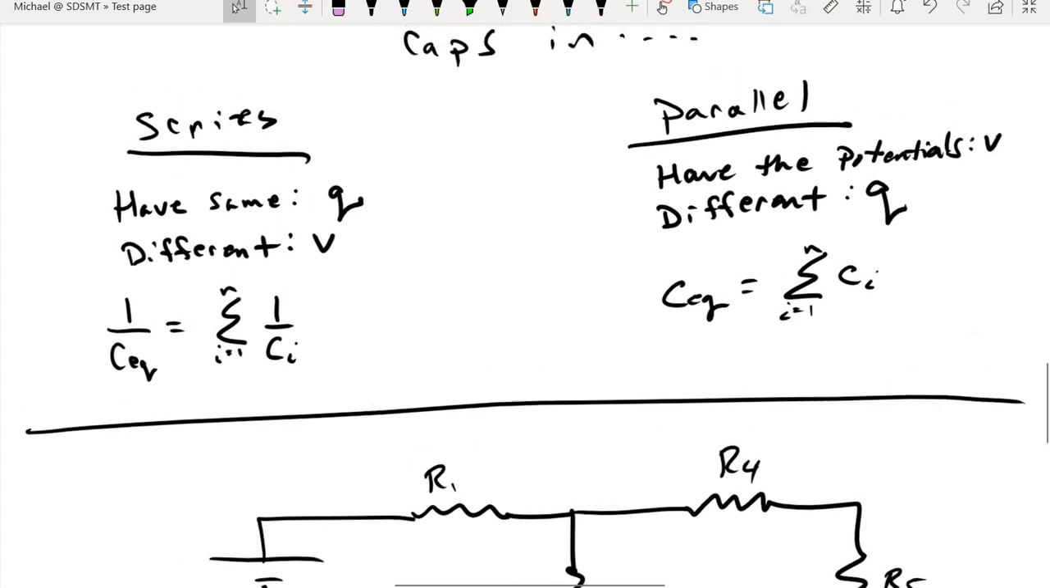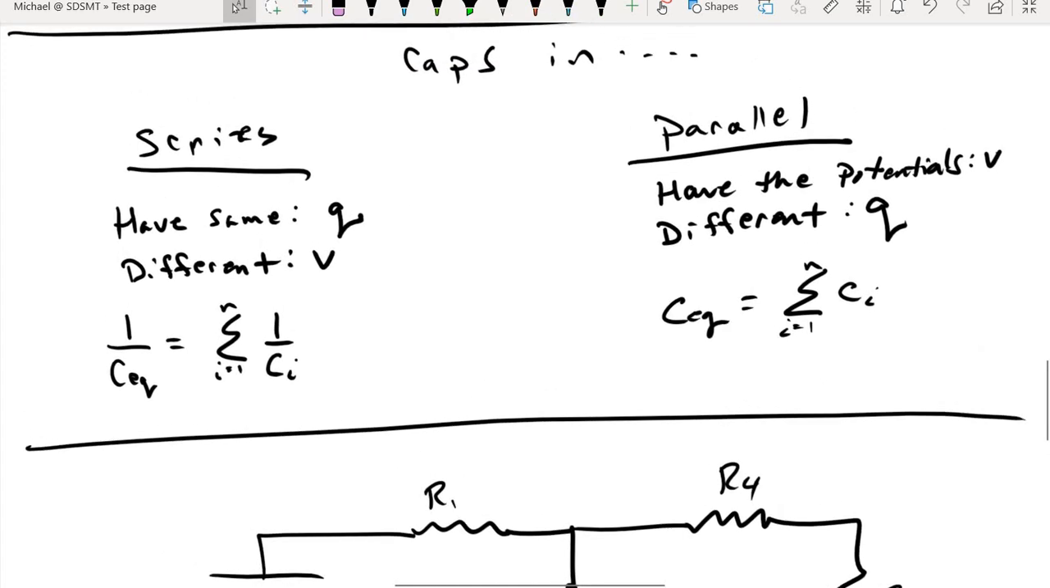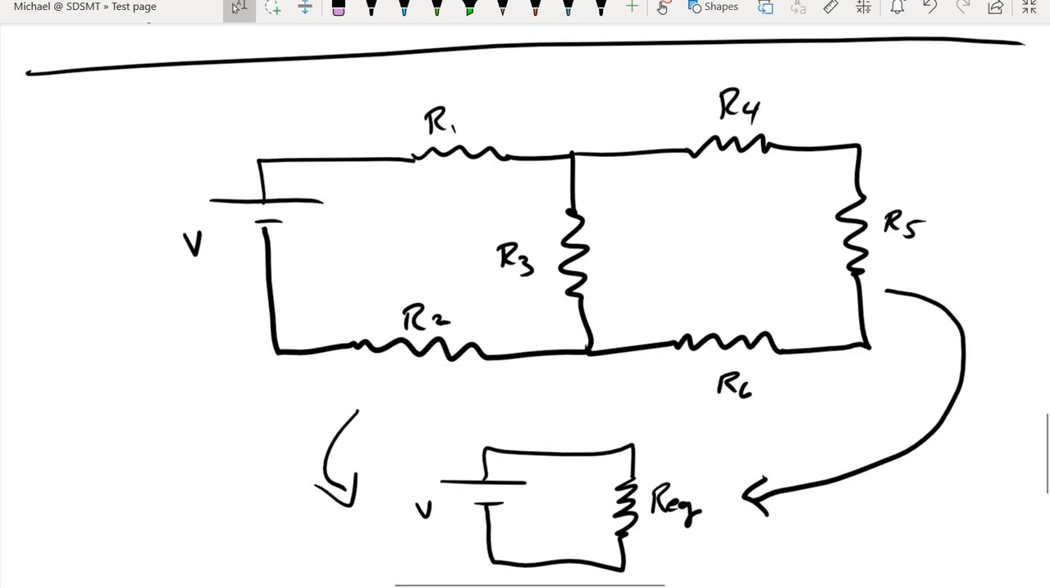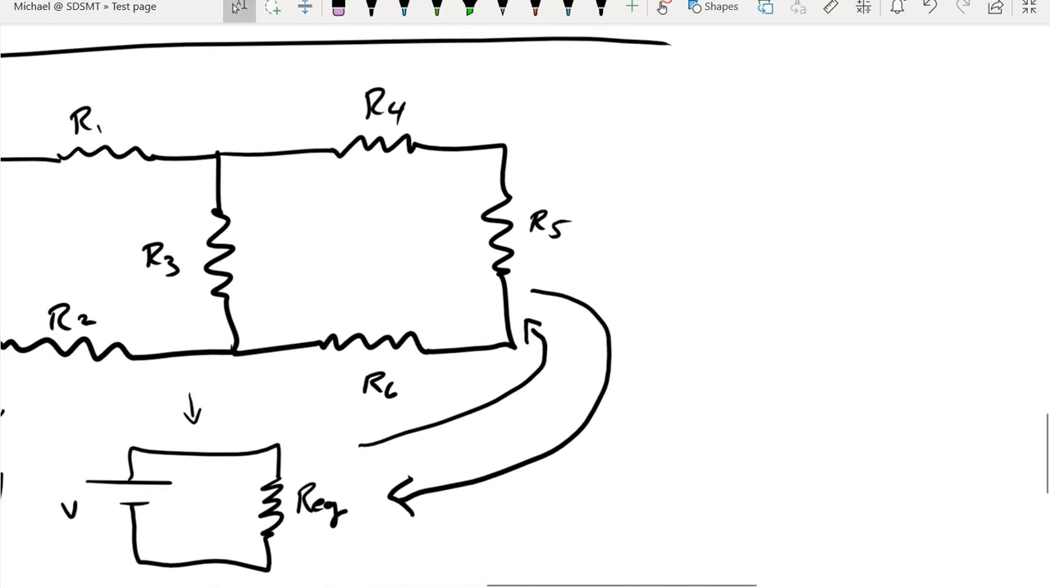And if you remember from your capacitor circuits, we did have a way of slowly stepping through the circuit, reducing down to a single equivalent, and then backtracking our way to the original diagram, finding all of those values that I listed, all the potentials, all the currents. And what we're also going to do at that point is we're going to talk about power.